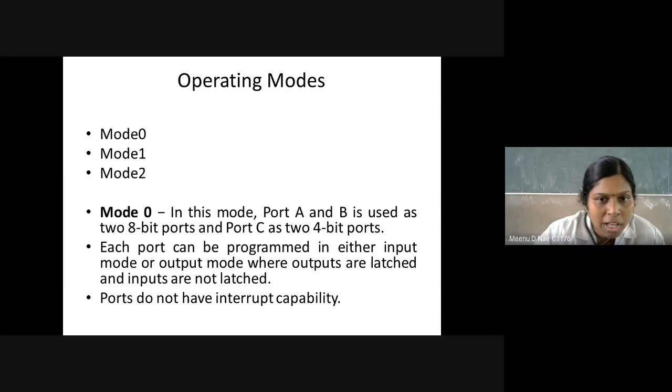So here what you have to see, the main focus is which ports are used in mode 0 of operation. In this case, port A and B are used as two 8-bit ports, and port C as two 4-bit ports. That is mode 0.